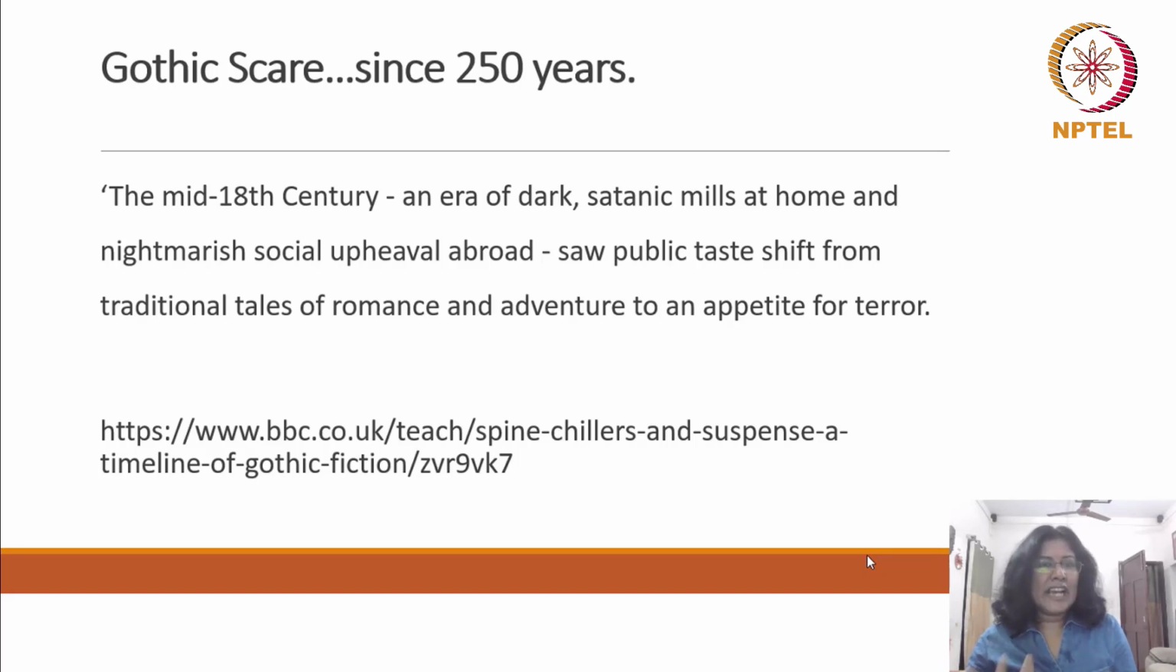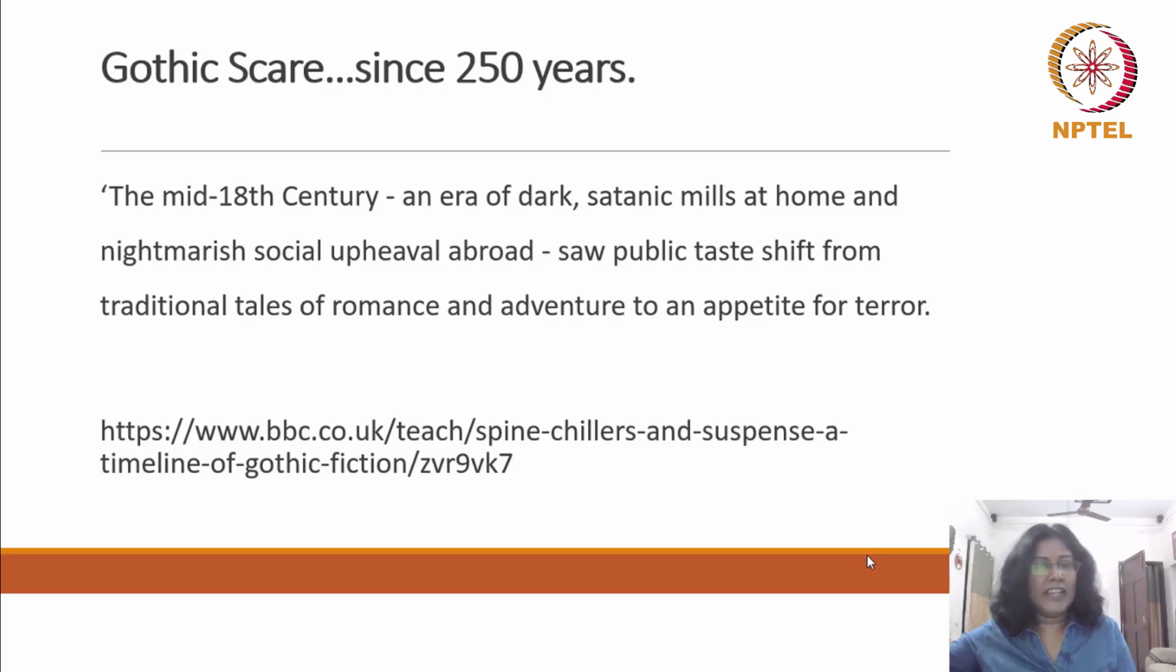Now, the Gothic has been scaring us for the past 250 odd years. The Gothic genre began in the mid 18th century. It was an era of dark satanic mills at home, and the word home here is a reference to Great Britain. So the middle of the 18th century saw the emergence of the Industrial Revolution, and that part of British history, though it is quite promising, also had its dark side with the negative impact of the Industrial Revolution on the common populace.